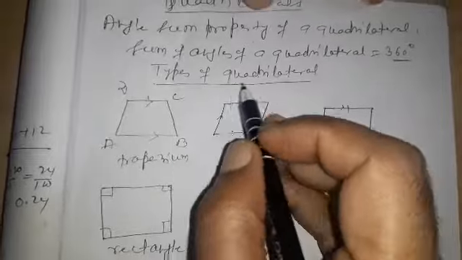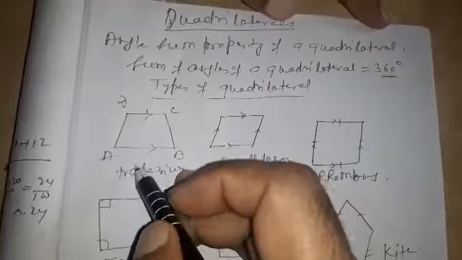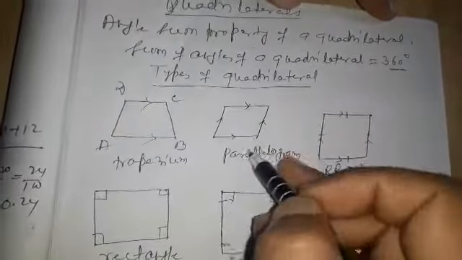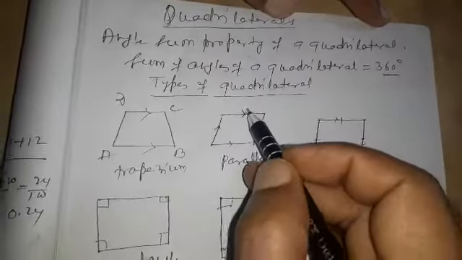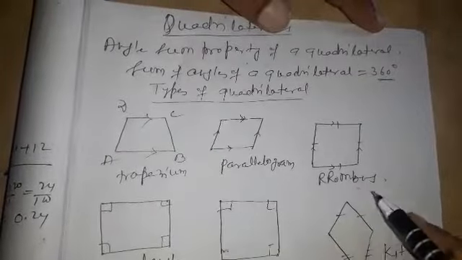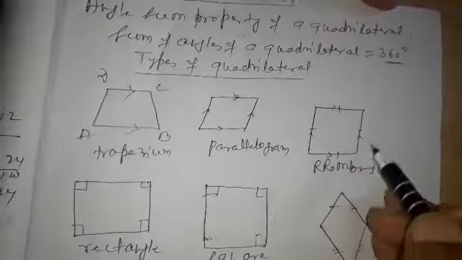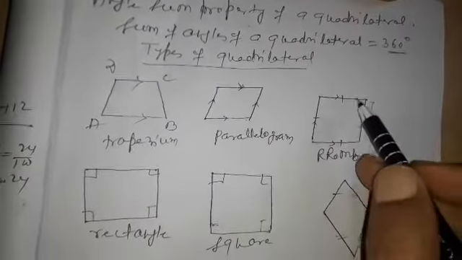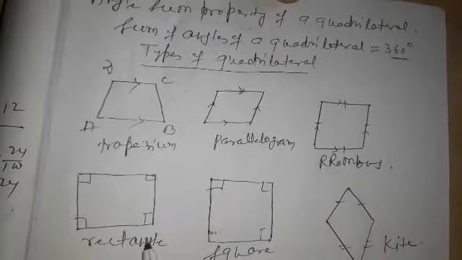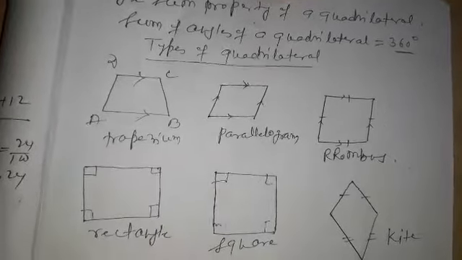Now we have to know the types of quadrilateral. One type is a trapezium, whose one pair of opposite sides are parallel. Second type is a parallelogram, whose opposite sides are parallel and equal. Third is a rhombus. Rhombus is such a type of parallelogram whose all sides are equal. And fourth, rectangle. Opposite sides are equal and each angle measures 90 degrees.